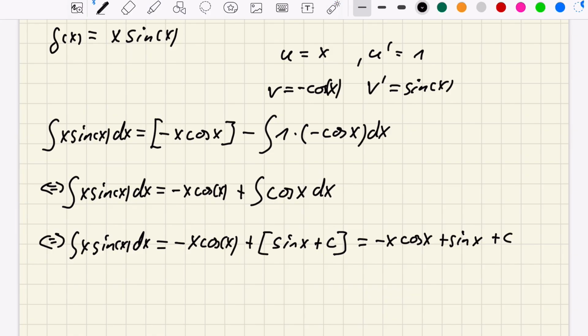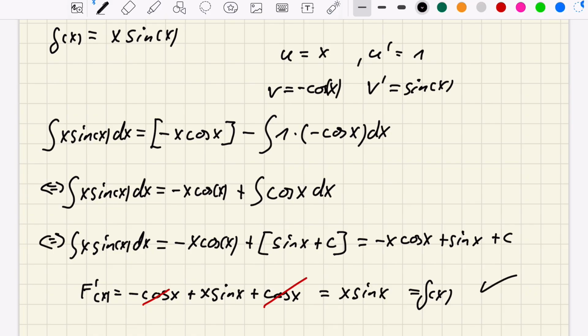Okay, so we do that. We have minus cos x plus x sin x plus cosine x. And you see, it disappears. And that's x sine x. Yes.